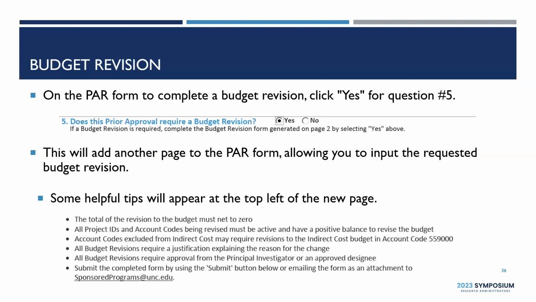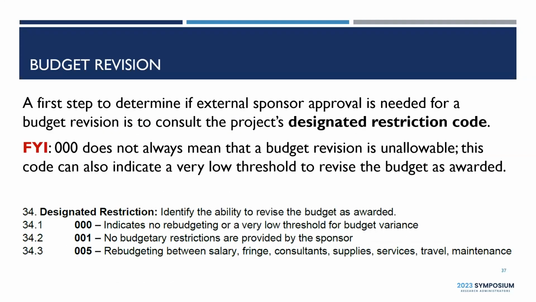This is specific to the PAR form, but this is how to generate a budget revision on your PAR form. For question number 5, you're going to click yes. This will add another page to the bottom of your PAR form, and this will allow you to actually do the budget revision right on the PAR form itself. Then some helpful tips will appear about how to do a budget revision. I won't read them all out, but this just gives you some good ideas. This is also going to be in our presentation, how to do the budget revision.